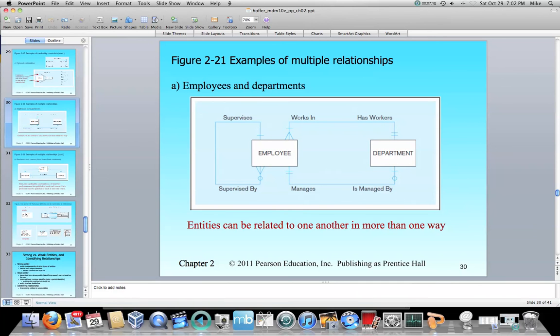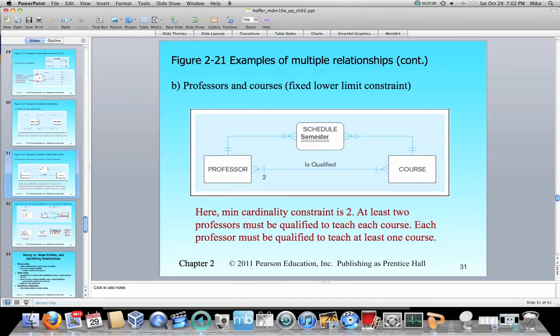We can have an employee that works in many departments. A department that has workers. We can have an employee manage a department, and we can have a department that is managed by an employee. So we can have entities related to each other in more than one way. So we have examples of multiple relationships.